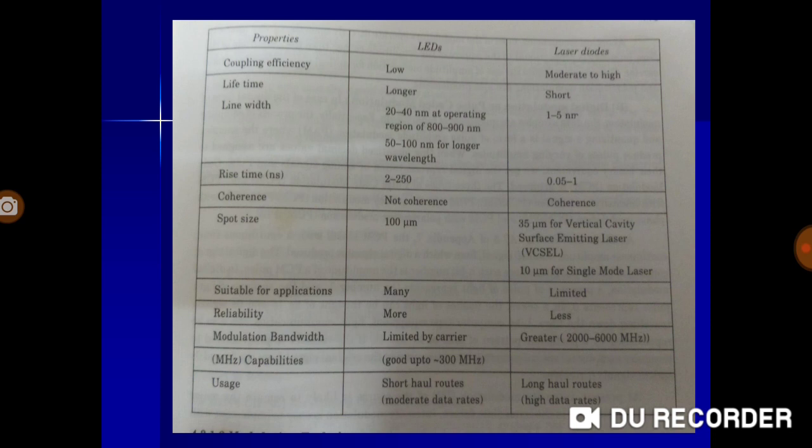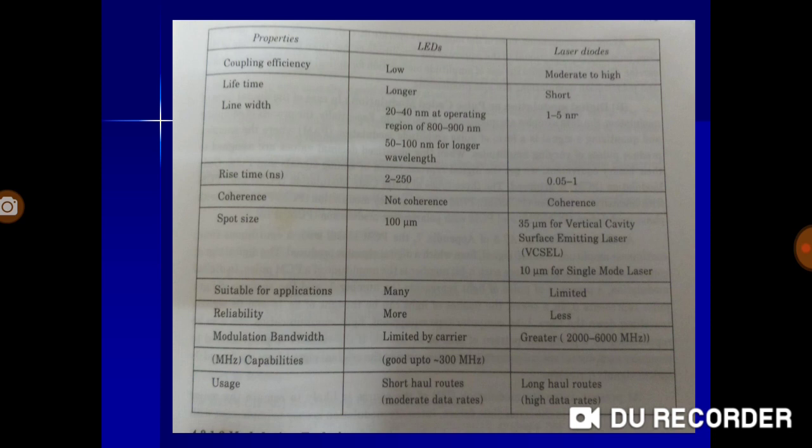Now the rise time. Perhaps you have already studied rise time earlier. For a device, we define rise time as the time taken by the device to rise from 10% to 90% of its maximum value. So the time taken by an LED to rise from 10% to 90% of its maximum output power is 2 to 250 nanoseconds. While for laser diodes, imagine, it is 0.05 to 1 nanosecond. So quick.